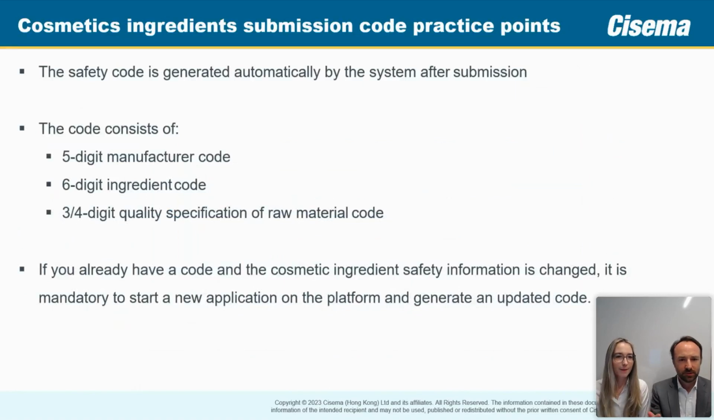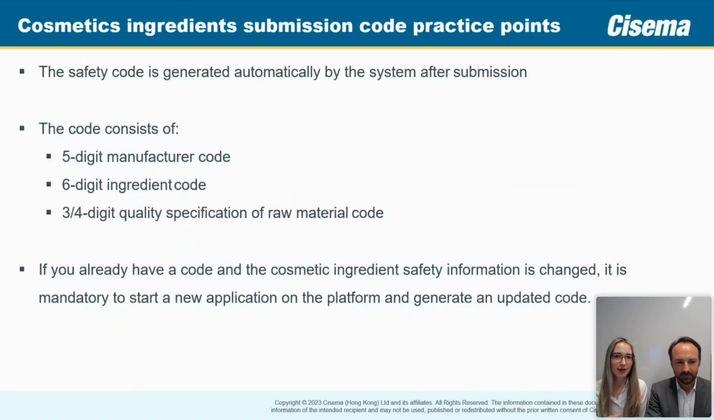So a few practice points, and Anna, maybe you could take us through. Yeah, sure. So this is about the cosmetics ingredient submission code. This is automatically generated by the computer after submission of the safety information. And the code consists of a 5-digit manufacturer code, a 6-digit ingredient code, and a 3 to 4-digit quality specification of raw material code. So here you can see that really every CIC, every cosmetic ingredient code, is manufacturer specific.